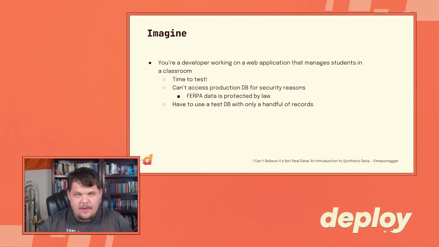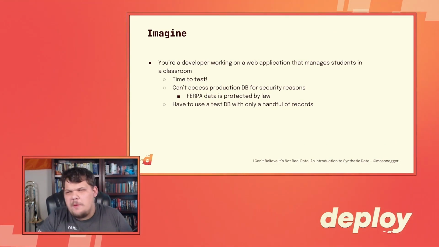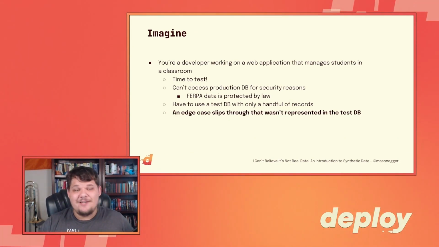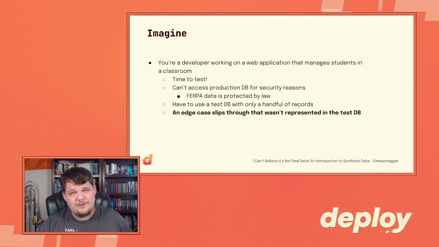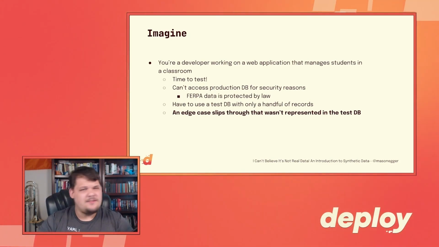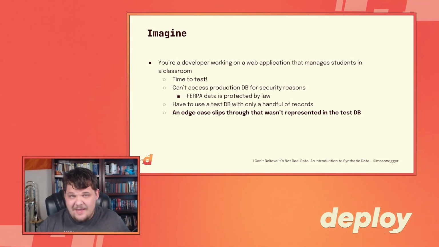Maybe you spin together a couple, thinking these are going to be representative of the problems that you're going to face, not really knowing, but kind of guessing. And because of this, you test and an edge case slips through that just wasn't represented in the test database, and now you have to go back and fix this. And you have bugs and you're fixing it. The software lifecycle continues. This is how software is built today.